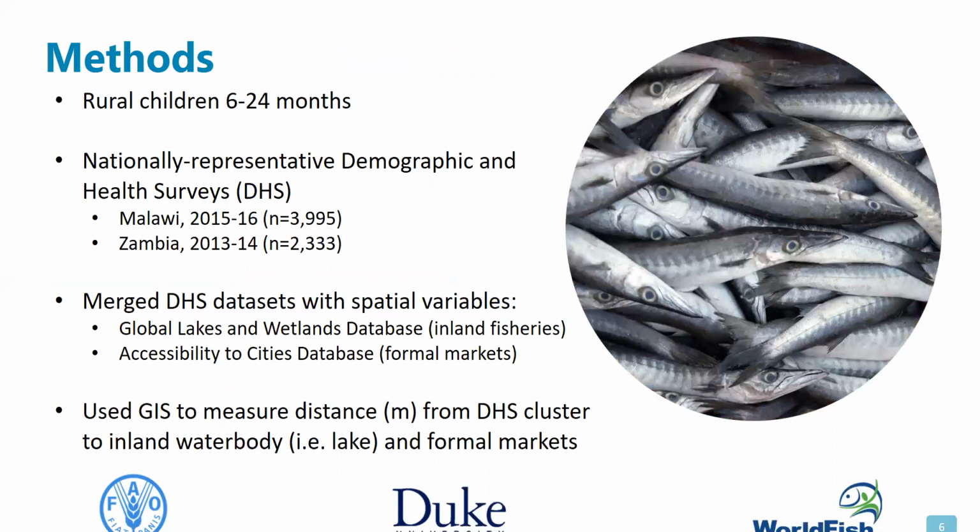We used nationally representative DHS data, of which many of you are probably familiar, and we limited the data to rural households with children aged 6 to 24 months, which did leave us still with a large sample size for both Malawi and Zambia. We merged the DHS data sets with geographic data sets, such as the Global Lakes and Wetlands database, which allowed us to measure proximity to inland fisheries, and the Accessibility to Cities database, which allowed us to measure proximity to formal markets. We used GIS methods to measure these distances.